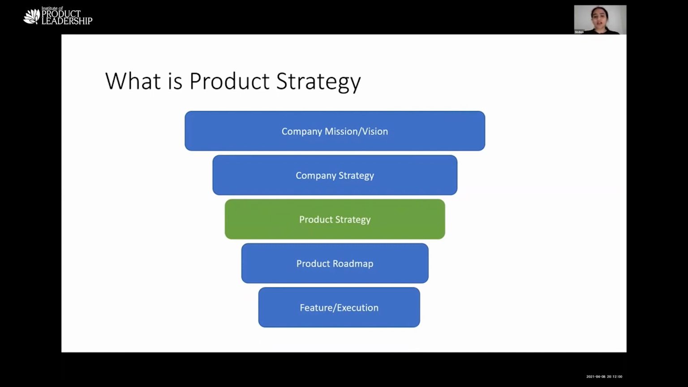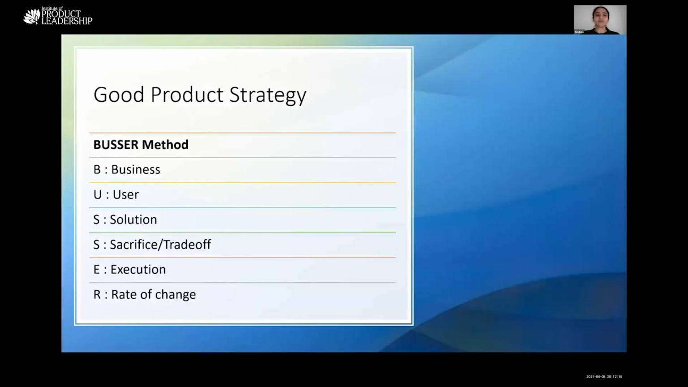So I will broadly cover from the green box down. I'm not going to cover anything about the company mission, vision, company strategy, etc. I'll talk to you about what I think goes into the product strategy, how you form a product roadmap, and your feature and execution plans, etc.